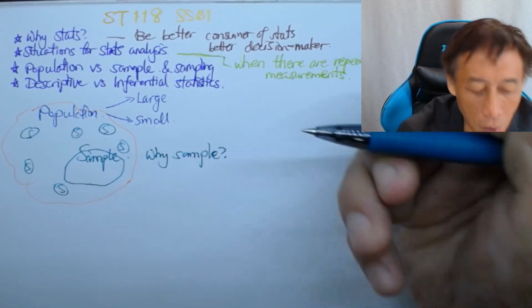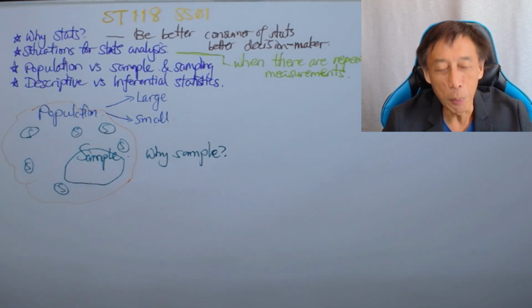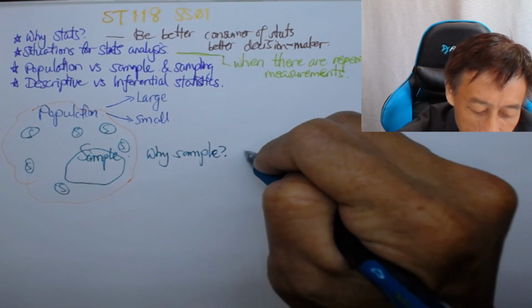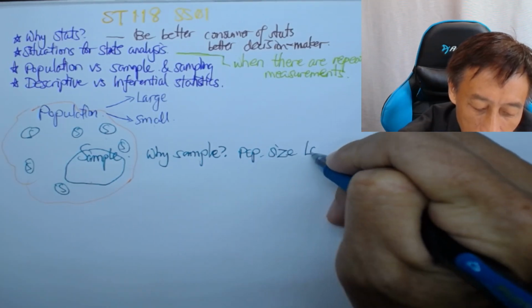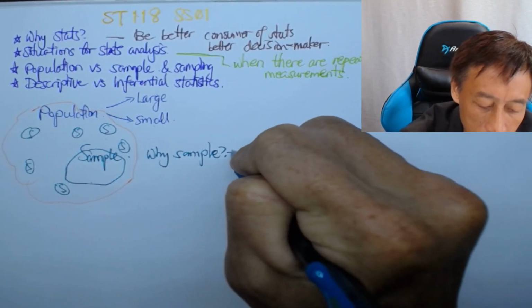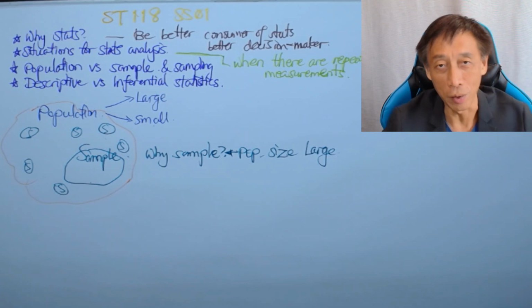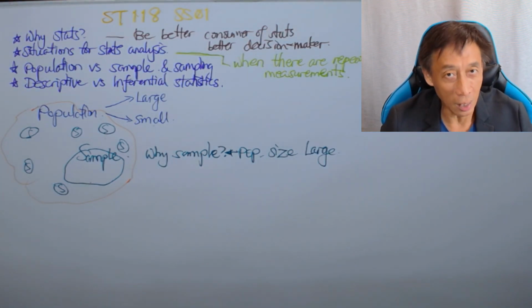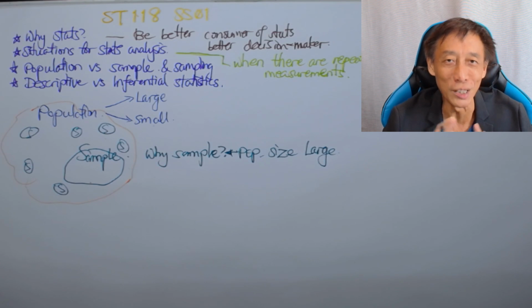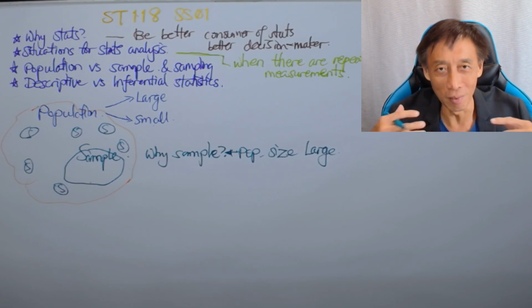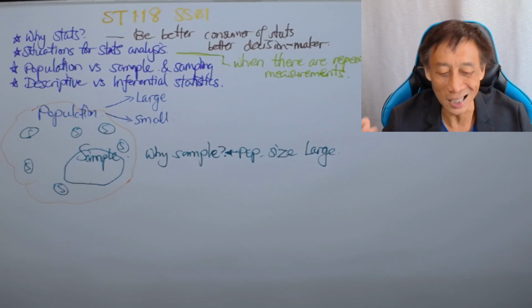We sample because the population is large. Population size is large. That's one, to begin with. Large, as I mentioned just now, is really relative. Let's just stick with the idea of a lot of people first, so that's easy to think about.